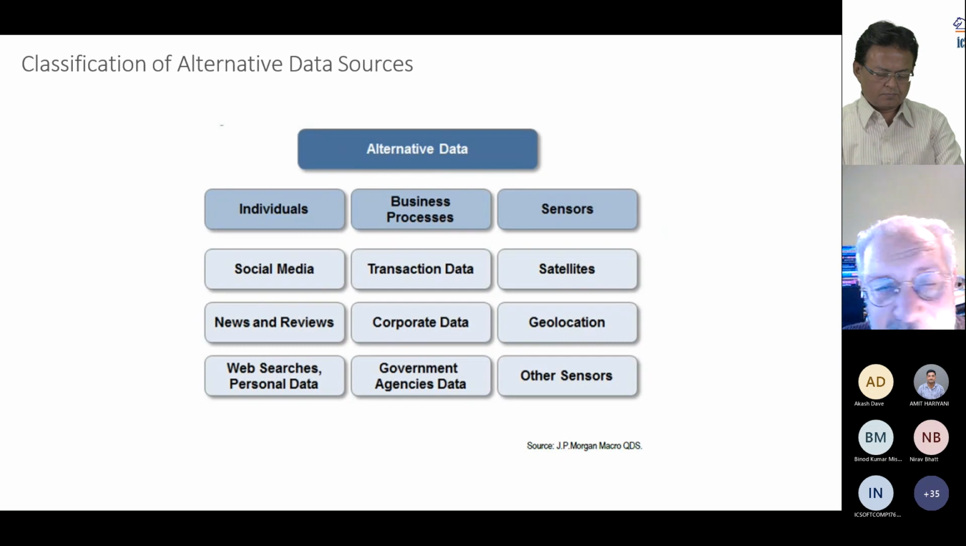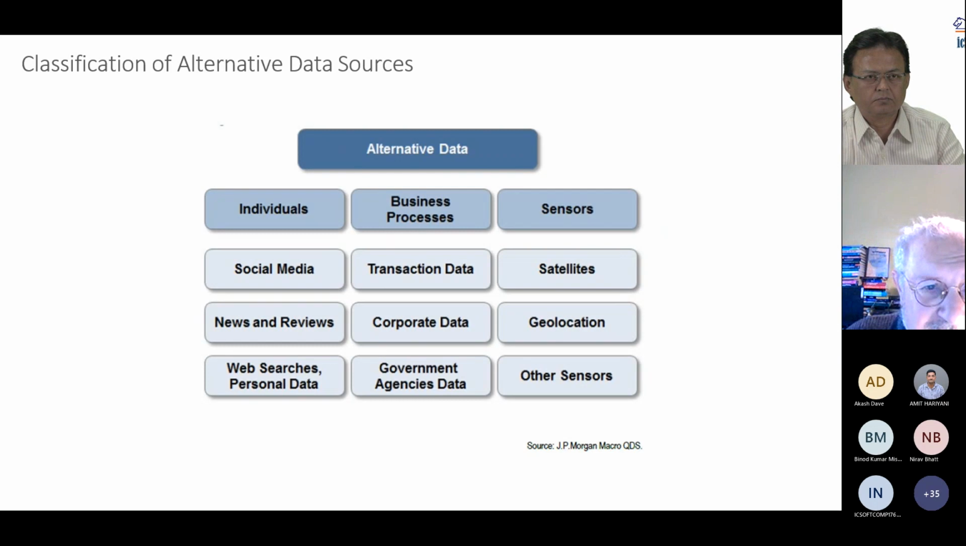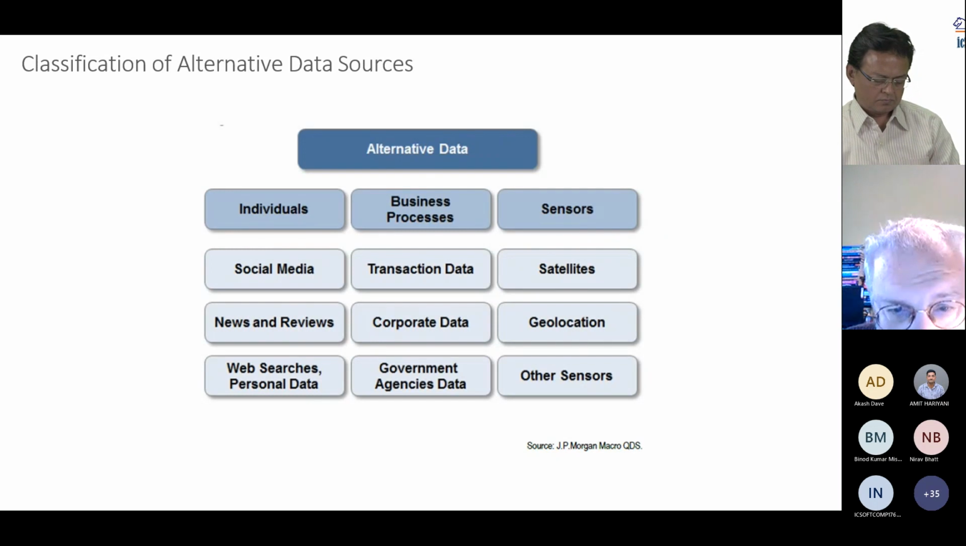So these are coming from individuals all over the world. We are talking about really big data, and as you understand here, in this first sector of data, NLP, natural language processing, is heavily used. Business processes, we have transaction data, banking transactions, companies' transactions, we have therefore corporate data, and we have also government data. And the last and very important is about sensor networking all over the world.